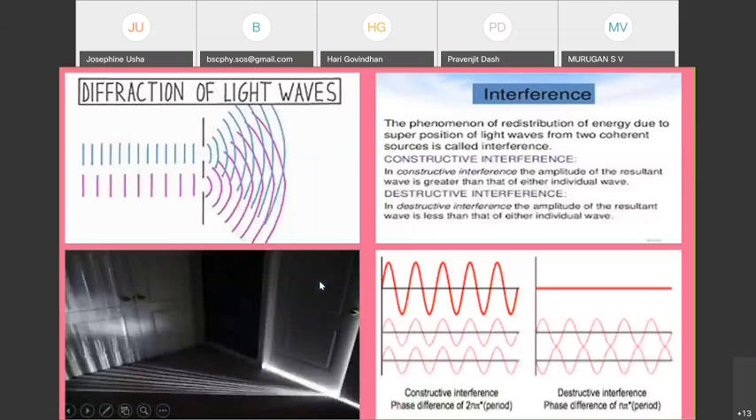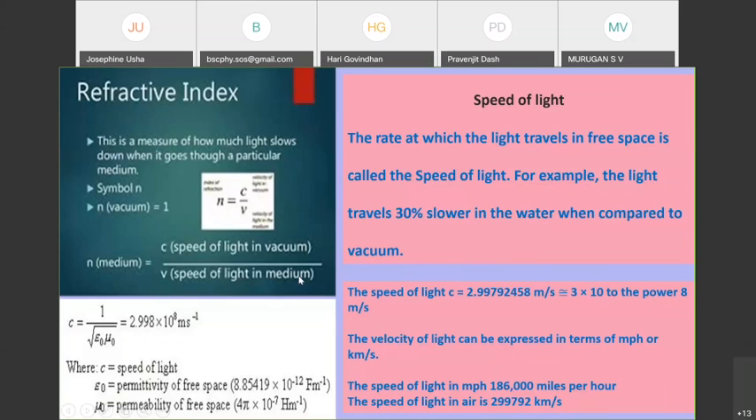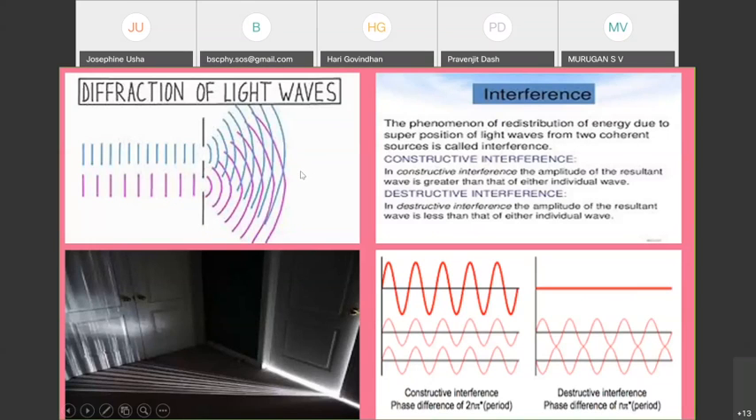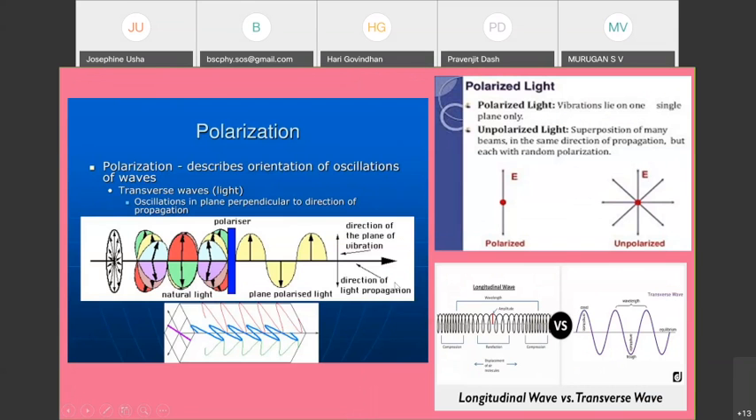So far we have seen reflection and refraction, which come under ray optics. Diffraction and interference we are going to discuss in the upcoming units. Just know the definitions alone: what is called diffraction and interference, and then what is called polarization.